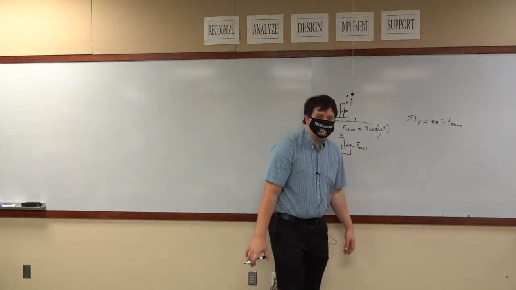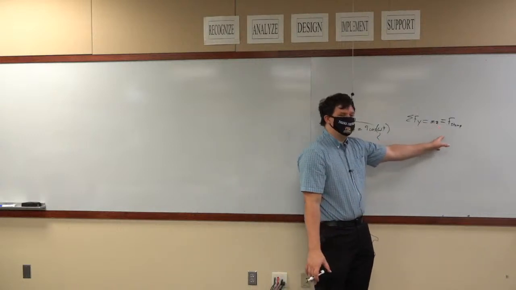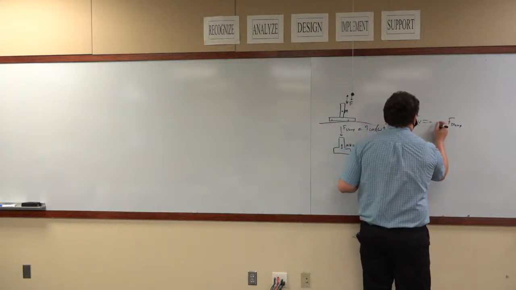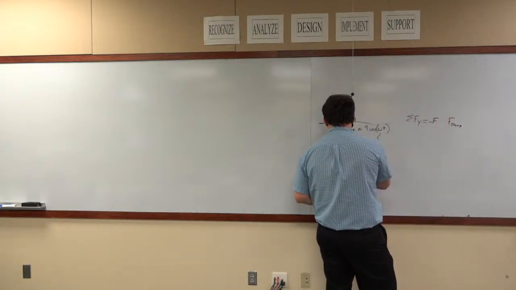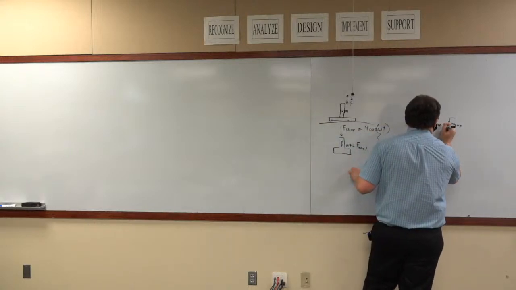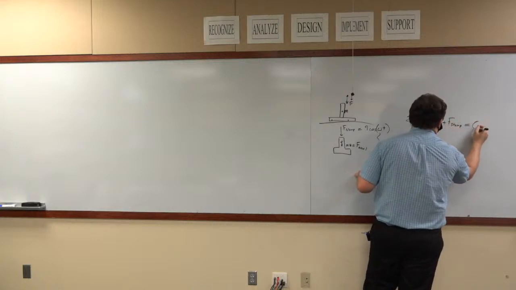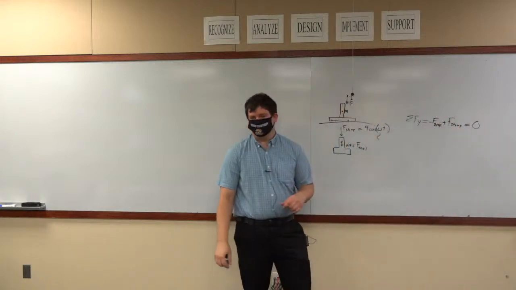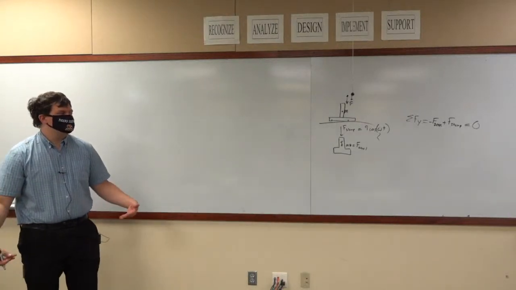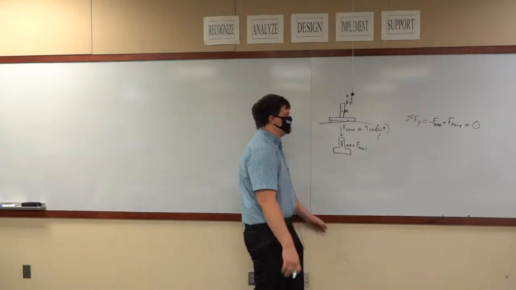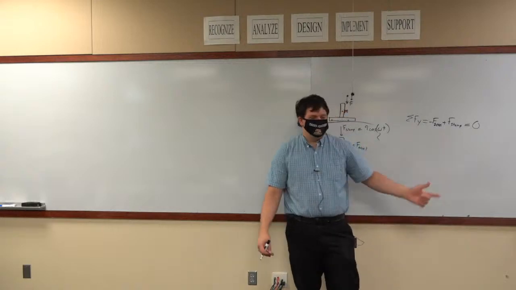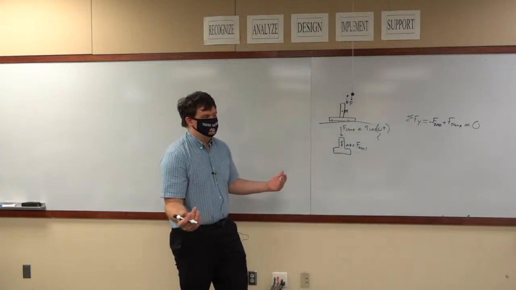Oftentimes what we do in these types of systems, though, is rather than have this be equal to ma, we make ma into a force. I'm going to go ahead and change the direction on this just so that it can be negative: negative F inertial plus F stamp, and then have that be equal to 0. The only difference between this equation and what we're used to is that we're treating that dynamic force, the mass times the acceleration, as an inertial force now.